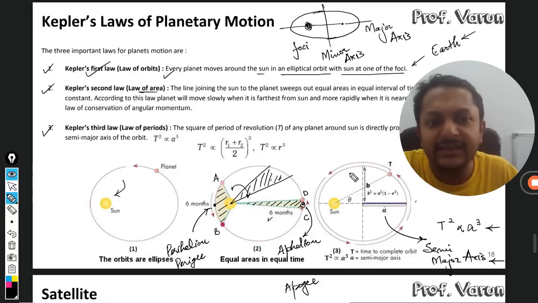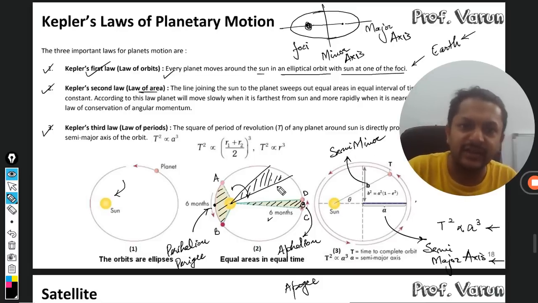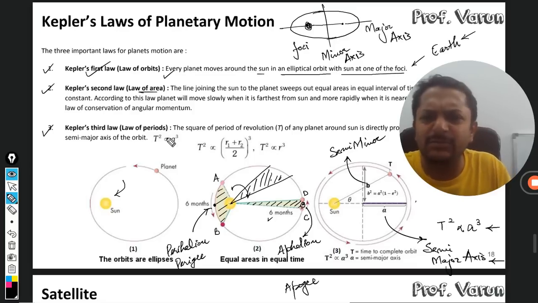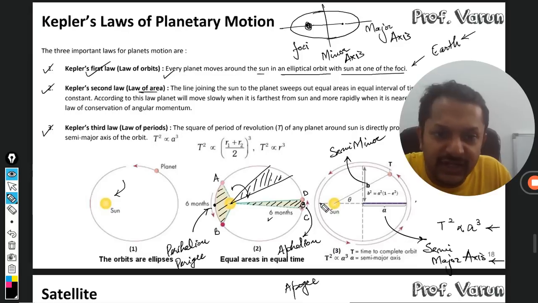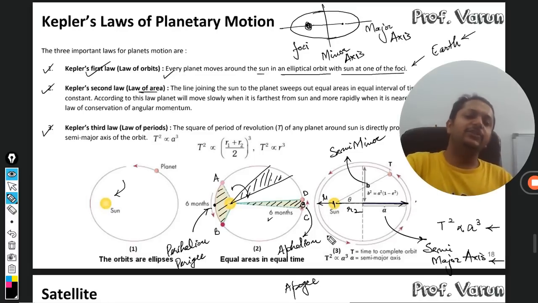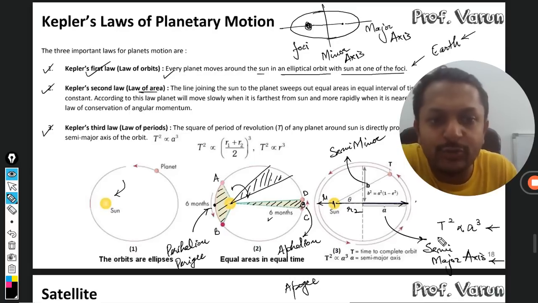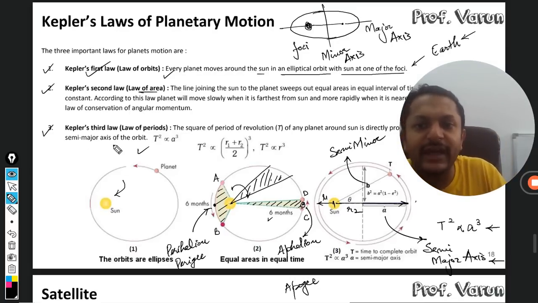And this b is called semi-minor. So this is B, this is semi-major axis, this is A. So A is basically the average of the two radii. This is the R1 and this is the R2, from the center of the sun, and you take the average, so that will be equal to A. So T square is directly proportional to A cube, that is semi-major axis. This is Kepler's third law.